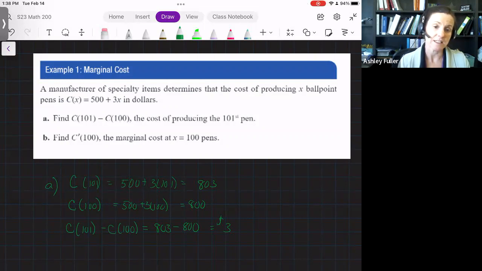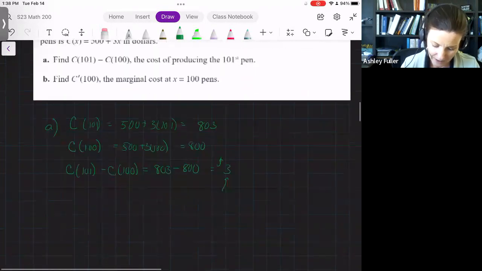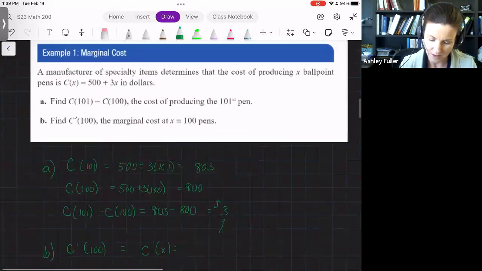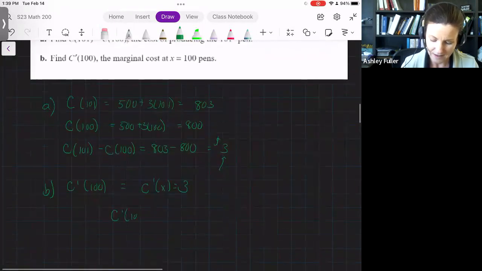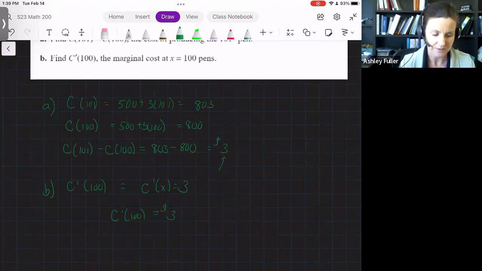Notice here that it's a linear cost, and so that marginal cost doesn't depend on X. It's the same no matter how many pins we produce, it's going to go up by the same amount. When we calculate C prime then of 100, notice that C prime of X is simply going to be 3. So no matter what X is, the change in cost is still going to be $3.